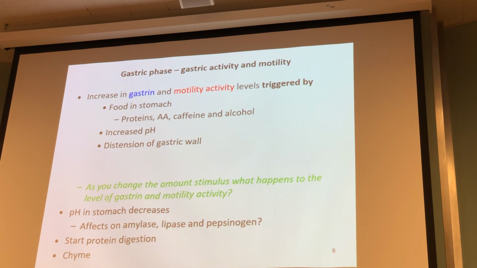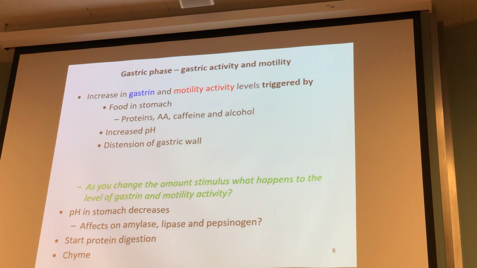We know some of the things that will activate our gastric activity and our motility. It's going to be proteins, right? Landing on G cells, right? Caffeine, alcohol, even acetylcholine can all trigger gastrin production. This is the one that's going to be a little hard to think about in terms of increased pH as a stimulus for this.